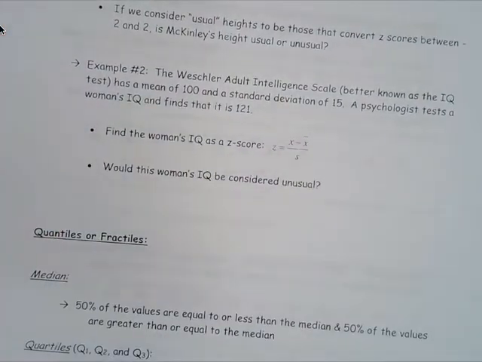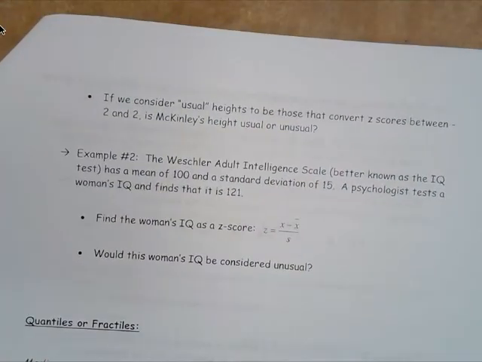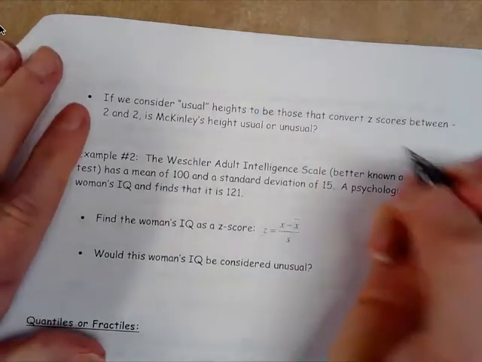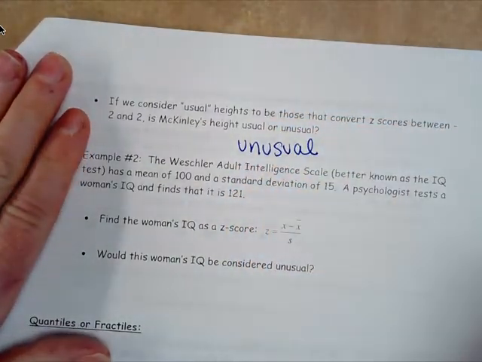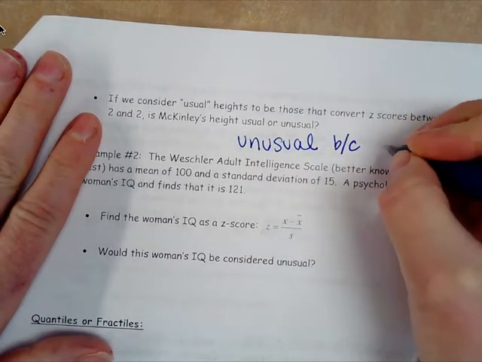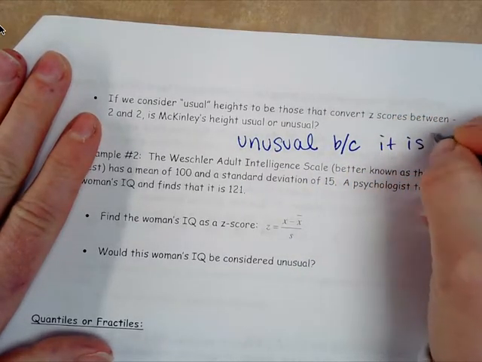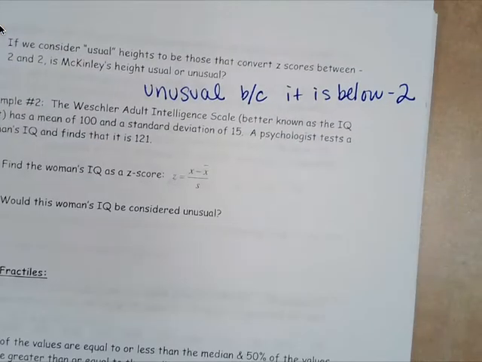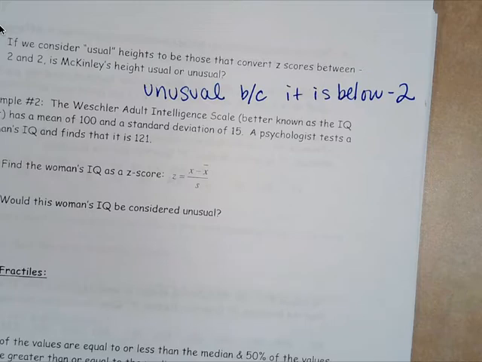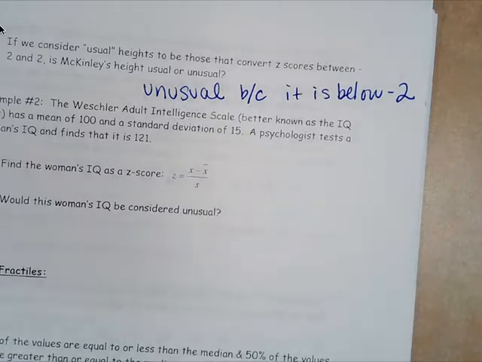A question is, is this considered usual or unusual? It's unusual because it is below negative 2. Remember, that's our boundary for usual, negative 2 to positive 2. So he was unusually short compared to the rest of the presidents in this century.